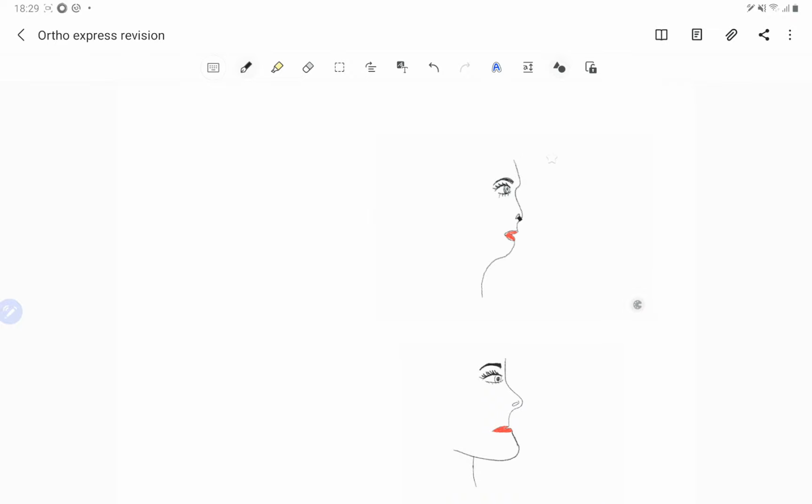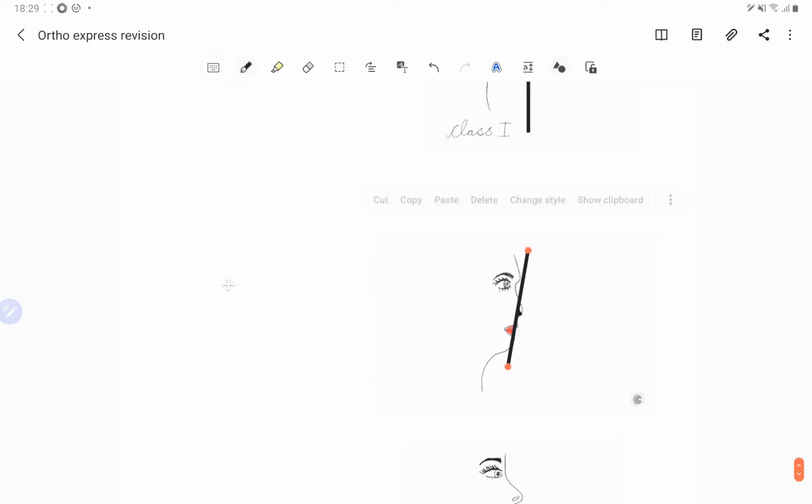So guys, another profile we have here is, as you can see here, like this. It is a posterior divergent. It is diverging posteriorly, right? This is a line which is drawn between the forehead and the chin, and it slants posteriorly towards the chin. As you can see, it is slanting posteriorly at the chin area, right? So that is the reason we are saying it is posterior divergent.